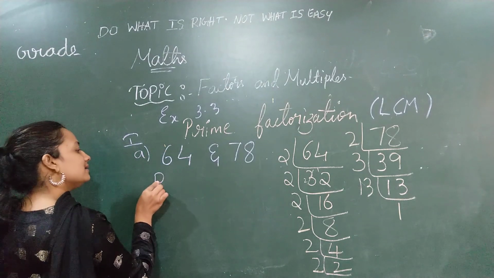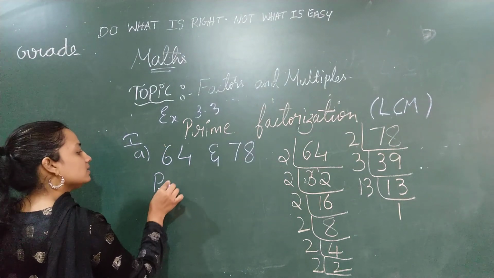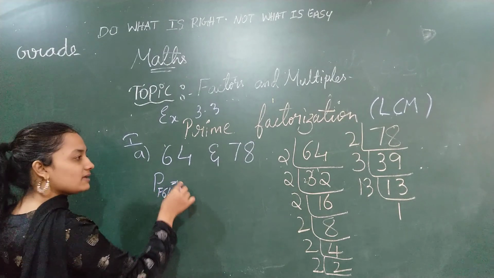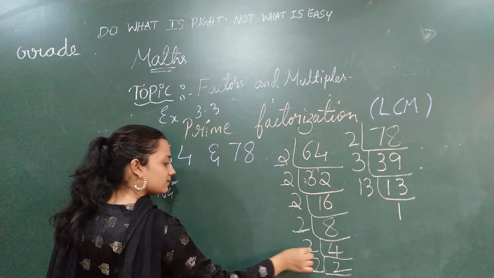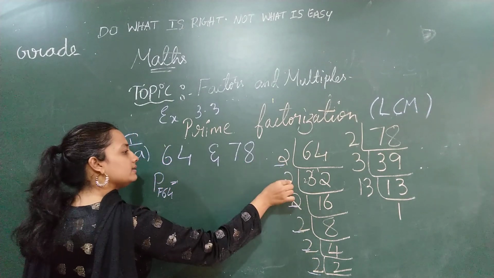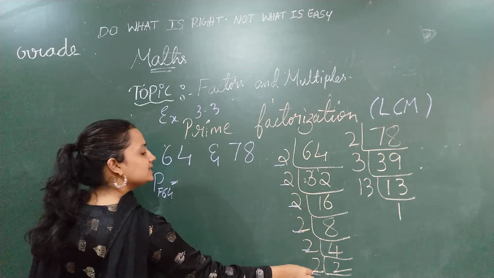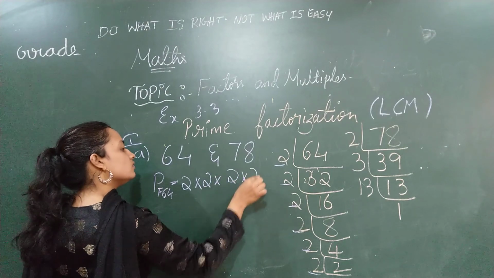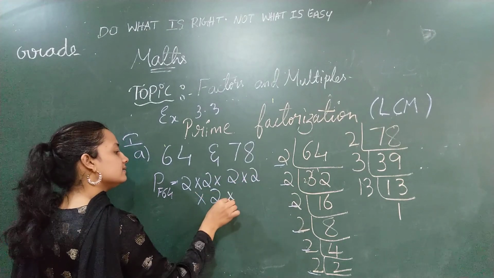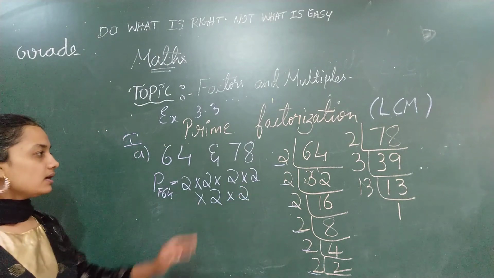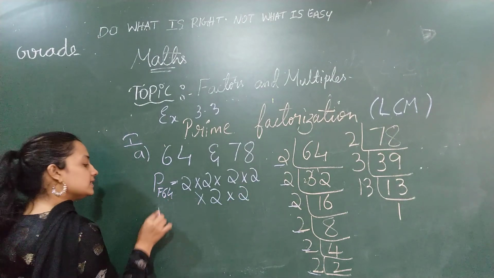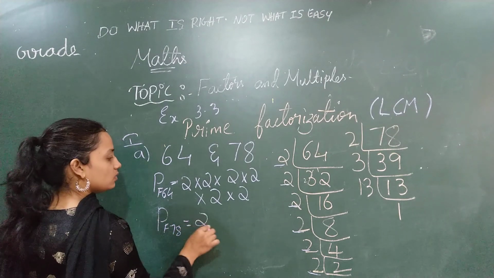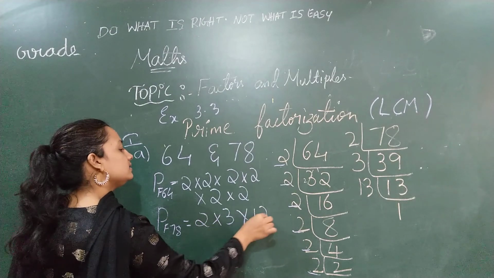So now let us write the prime factors of 64. What are the prime factors? You have to list these numbers here. So how many 2s are here? 1, 2, 3, 4, 5, 6. Okay, I have listed the prime factors of 64. Similarly, I list the prime factors of 78 also. That is 2, 3, 13.